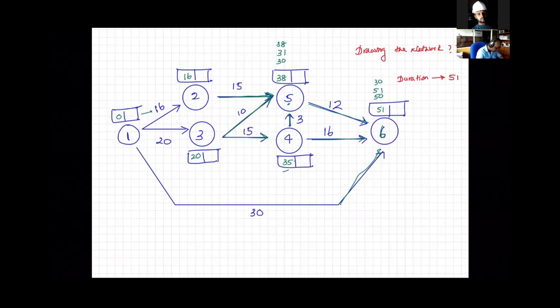So we'll go with the backward path. So we start with 51 here. If you take this node event 5, there's only one arrow going outwards of that. So 51 minus 12, that is 39.